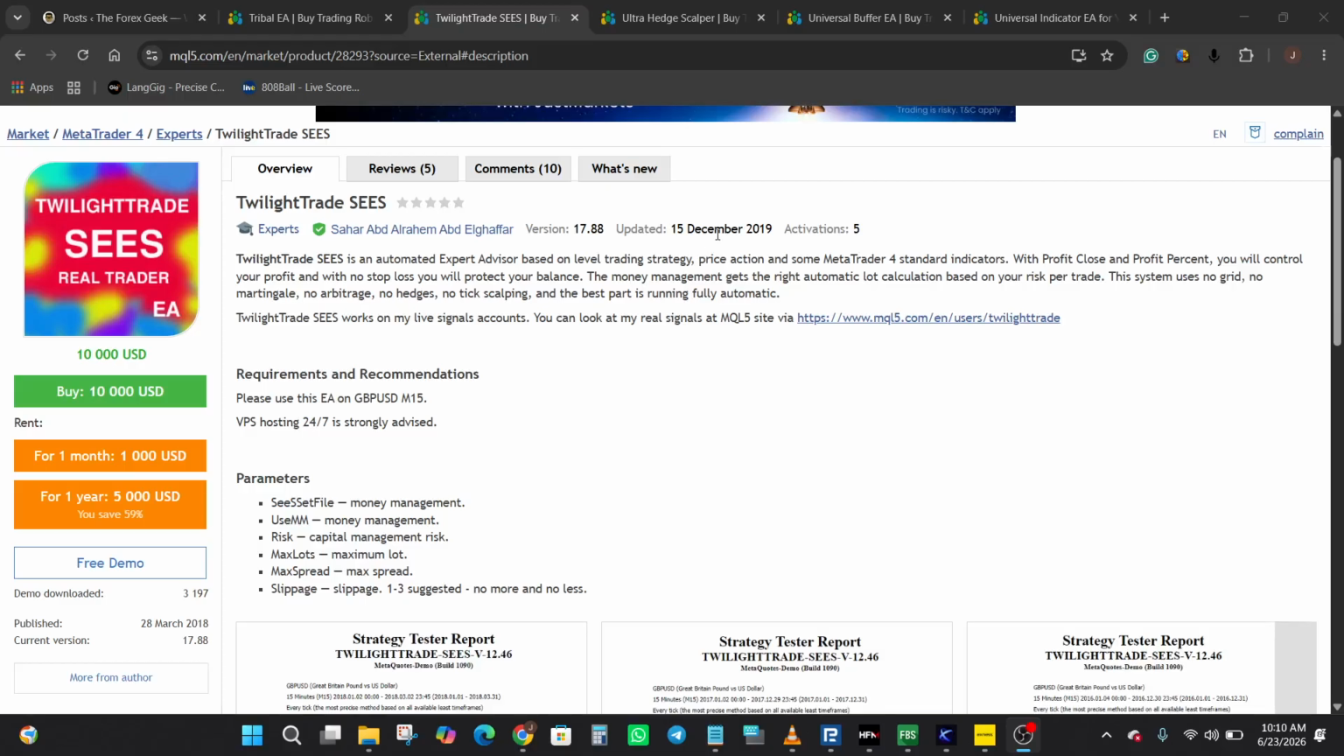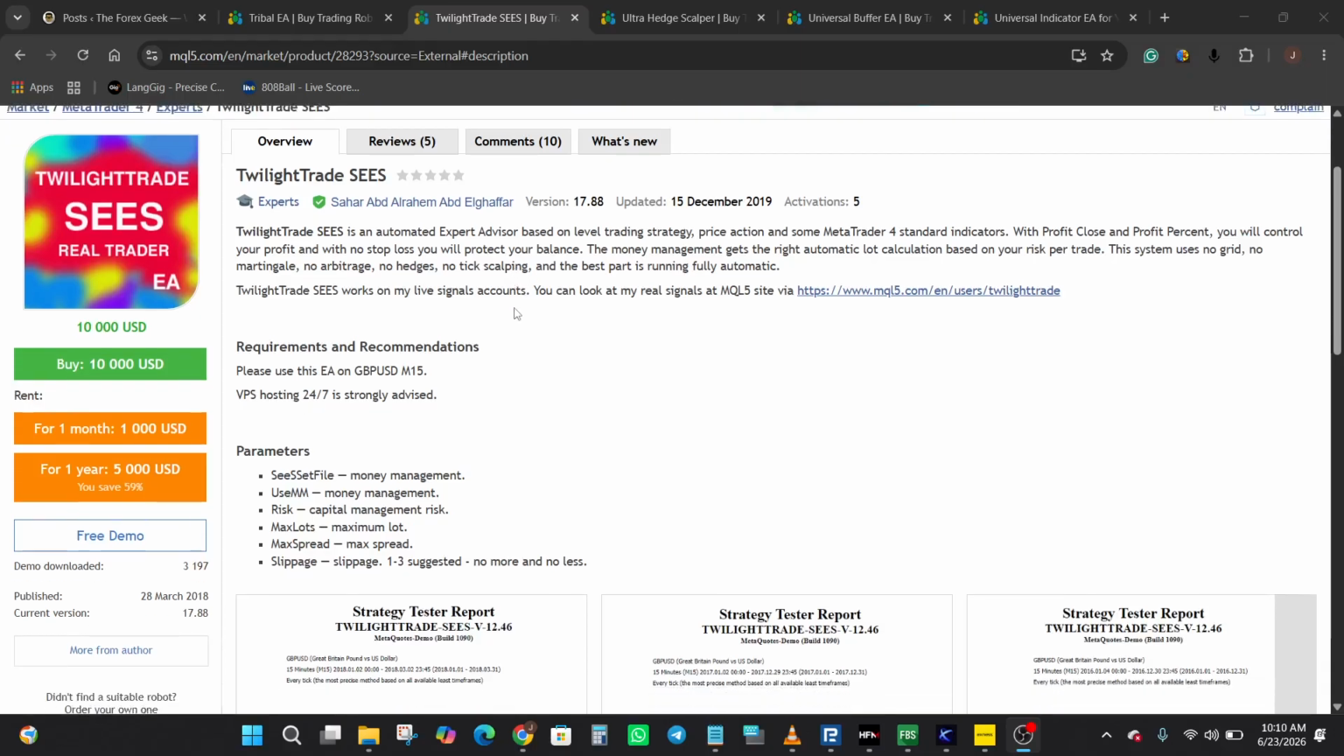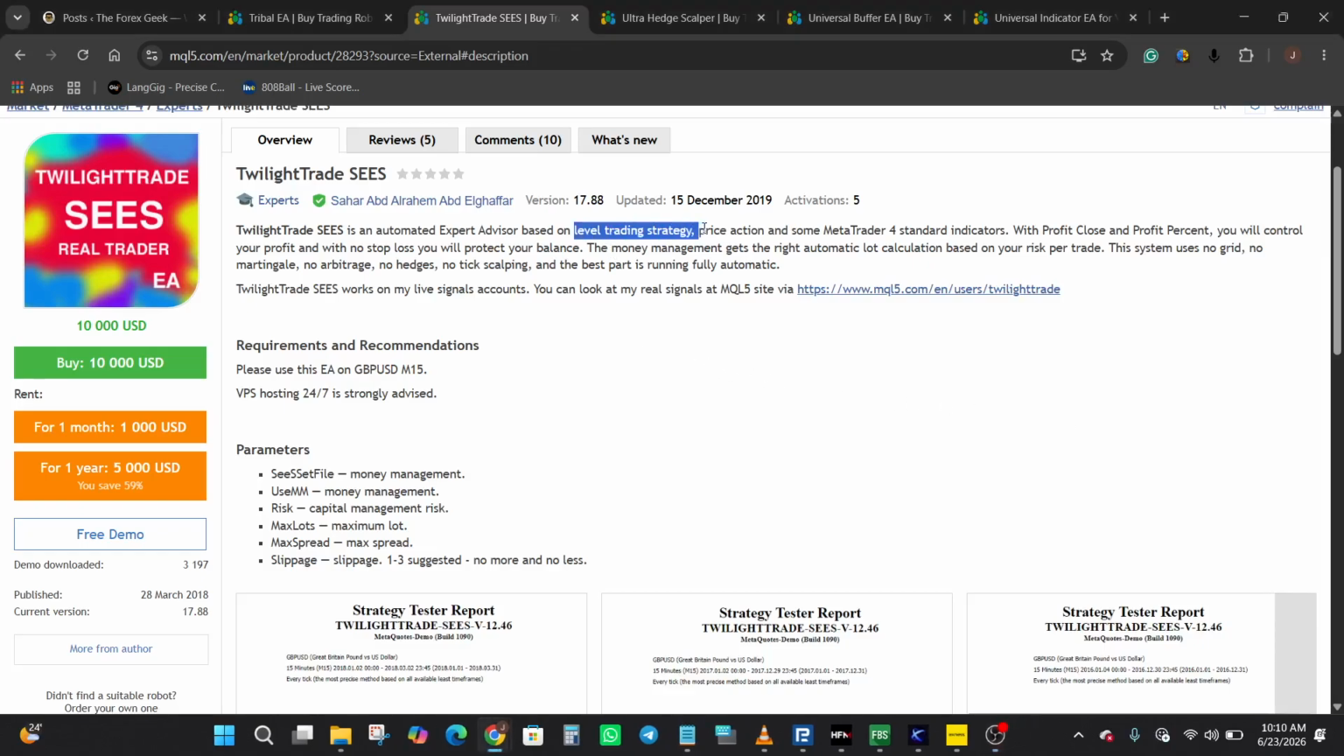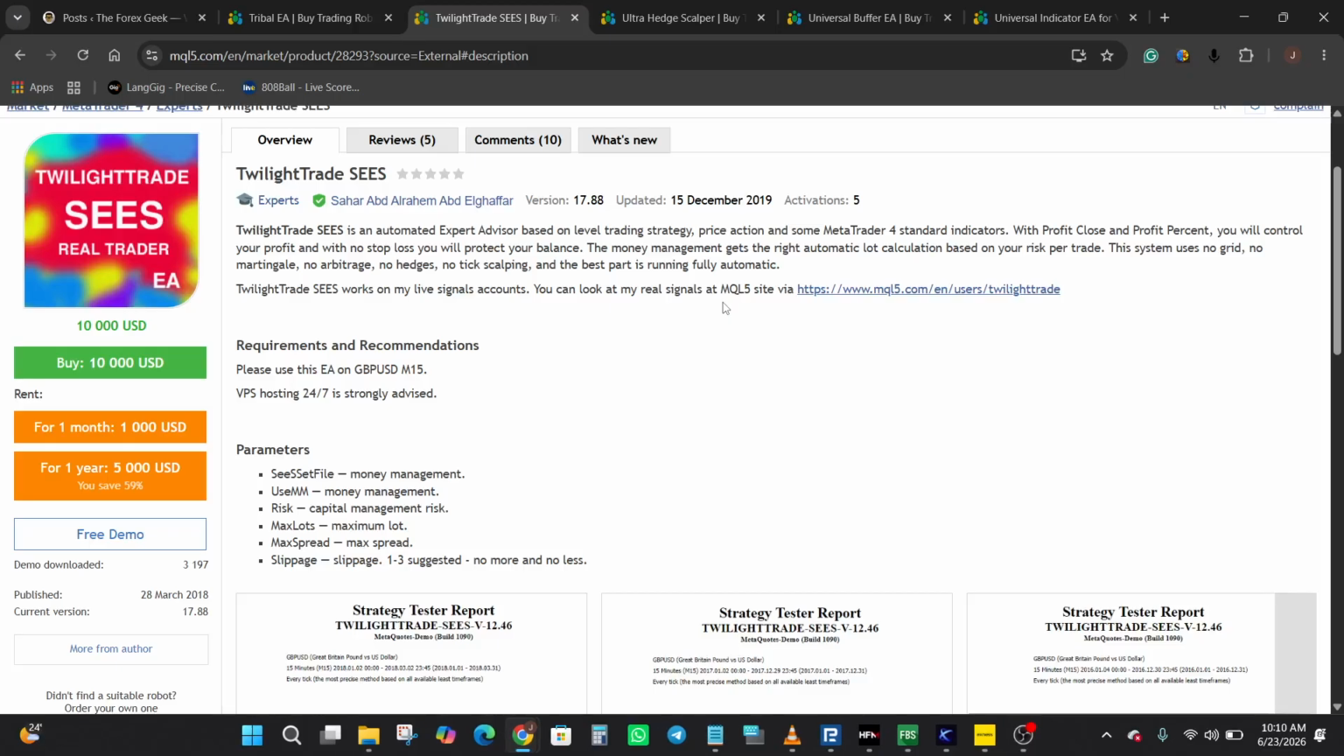According to the developer, TwilightTrade SEES is a fully automated expert advisor built around a combination of level trading concepts, price action analysis, and standard MetaTrader 4 indicators. The description also emphasizes that the system is designed to run automatically without the use of grid trading, martingale, arbitrage, hedging, or tick scalping techniques.